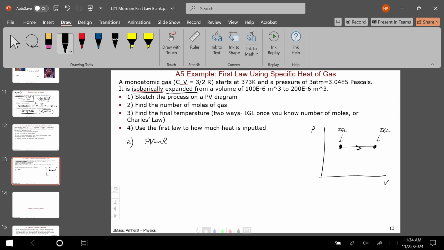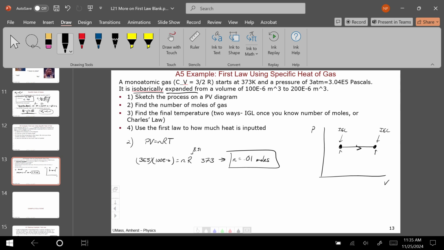PV equals nRT. The pressure is 3 E5. The volume is 100 E minus 6. n is our unknown. R is the gas constant, 8.31. And T starts at 373 Kelvin. So if I just divide all those numbers out, I will get n equals 0.01 moles. Okay, so I actually know that at each point here, because the number of moles is assumed to be constant.